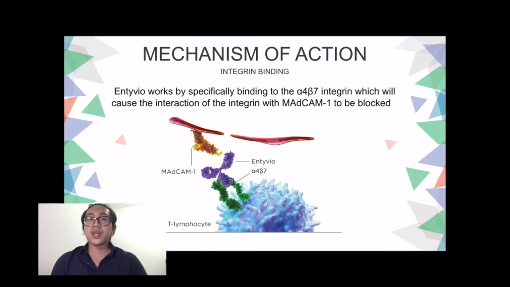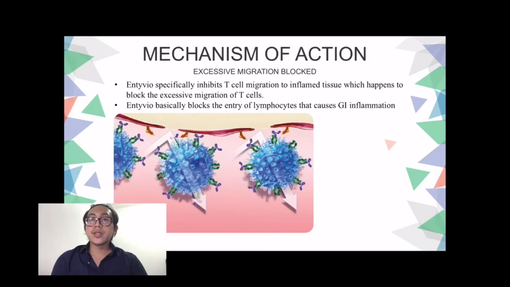The mechanism of action will start with the binding of Entyvio to alpha-4 beta-7 integrin, which will block the interaction between alpha-4 beta-7 integrin and MAdCAM-1. This can be seen in the slide here. Hence, Entyvio specifically inhibits T cell migration to the inflamed tissue, so there will be no excessive migration of T cells. This means that the entry of lymphocytes will be blocked and the inflammation will be reduced.